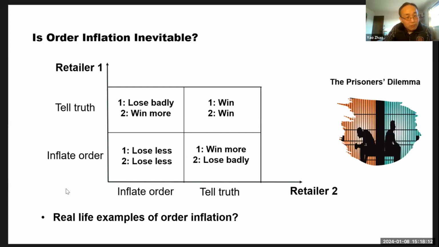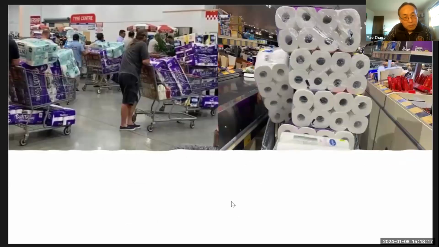Now, any real life examples of order inflation? So do you think they need so much toilet paper? I'm sure everybody had this similar experience in a pandemic. So the question is how to handle supply shortages, which is also one of the learning objectives.